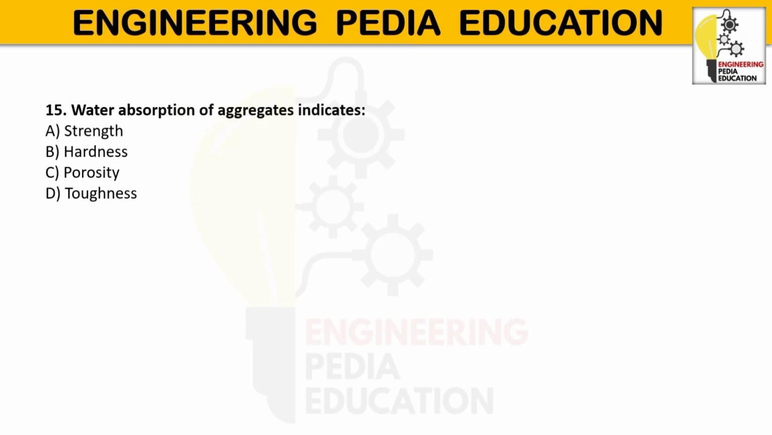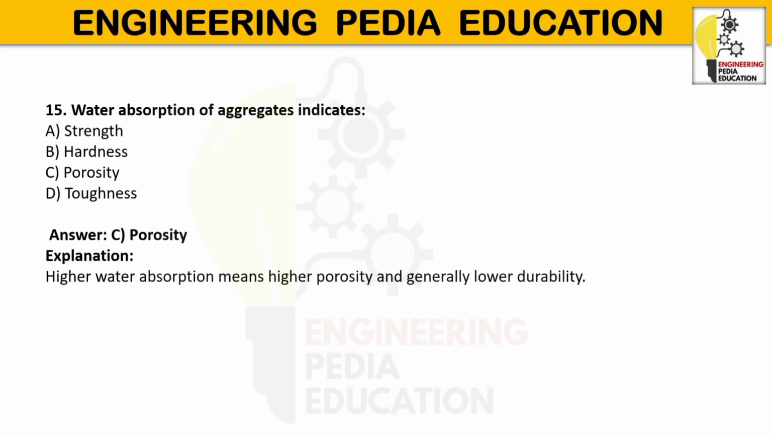Water absorption of aggregate indicates strength, hardness, porosity, toughness. So the correct answer is porosity. Higher water absorption means higher porosity and generally lower durability. Water absorption of aggregate is the percentage of water absorbed by the aggregate when immersed in water for a specific time. That is W_SSD minus W_dry upon W_dry into 100, where W_SSD is the saturated surface dry weight and W_dry is the oven dry weight.